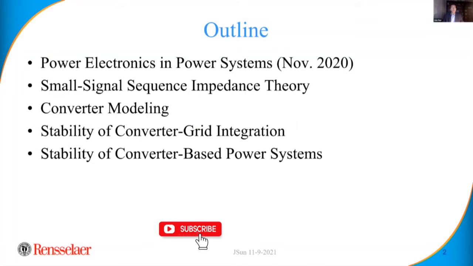Then I'll talk about small signal sequence impedance theory, the basic ideas behind the small signal analysis method we developed. And then go into the converter modeling, just a few slides to talk about why that's important. And then a couple of applications. One is something we've been working on for more than 10 years, and that has to do mostly with stability at the interface of the converter and the grid. So it's more like individual converters, wind farms. That's been a focus for our work for some years.